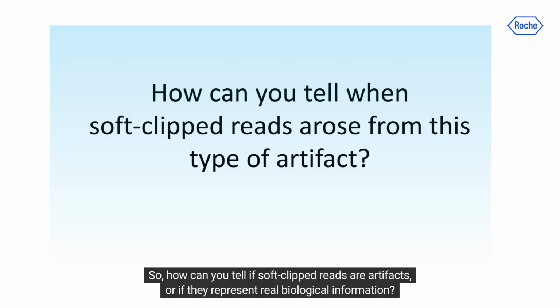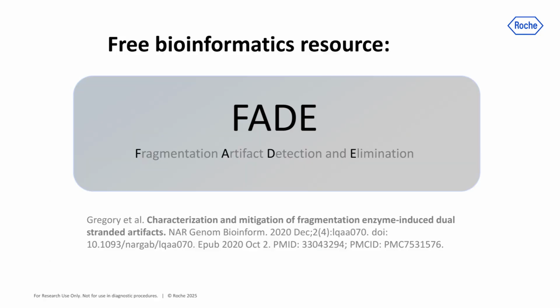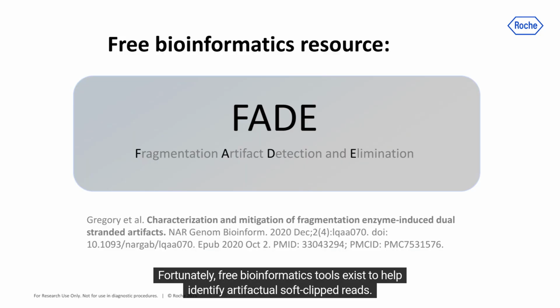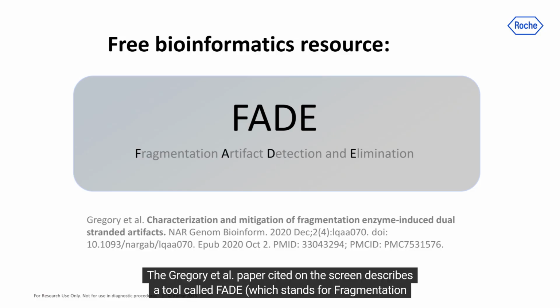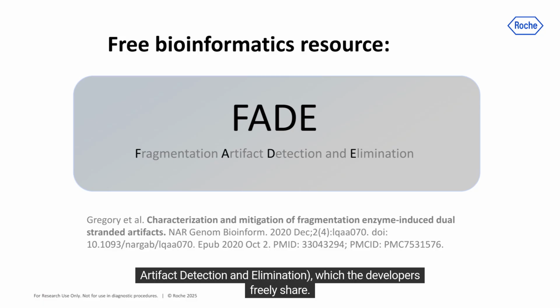So, how can you tell if soft-clipped reads are artifacts or if they represent real biological information? Fortunately, free bioinformatics tools exist to help identify artifactual soft-clipped reads. The Gregory et al. paper cited on the screen describes a tool called FADE, which stands for Fragmentation Artifact Detection and Elimination, which the developers freely share. Some research groups also develop their own specialized tools.